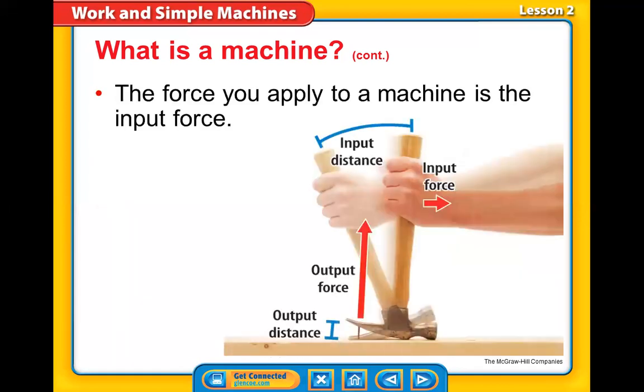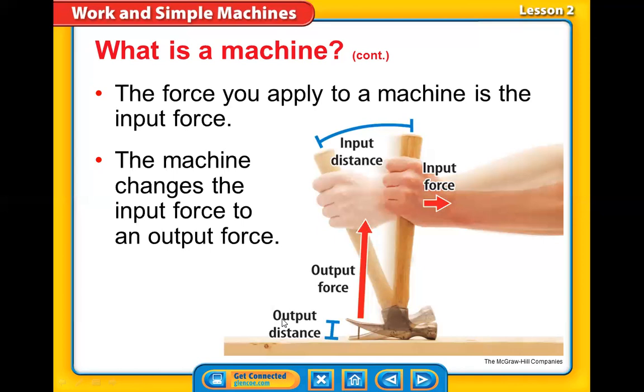So we can see here that this man is applying a force on the hammer to remove the nail from the wooden plate. The force that he applies is called input force, that we can see here, and the resultant force that is produced by the machine that he uses is called output force. The distance of the input force is called input distance, and the output force also has a distance, called output distance. So the force that you apply to the machine is called input force. The machine changes the input force to the output force.